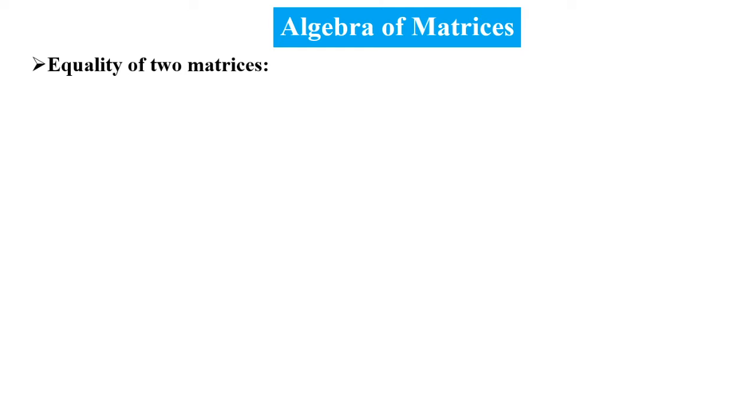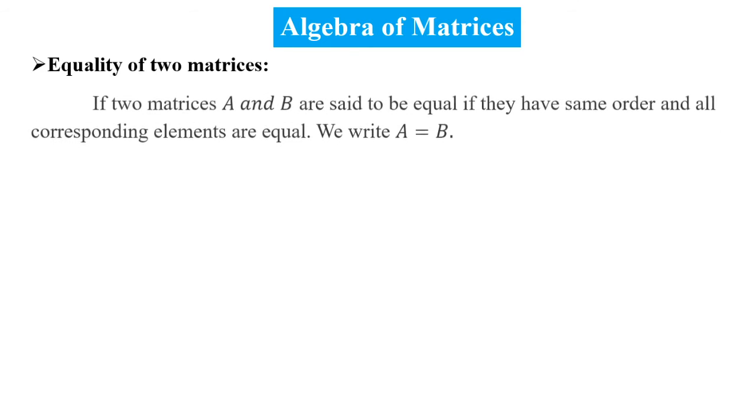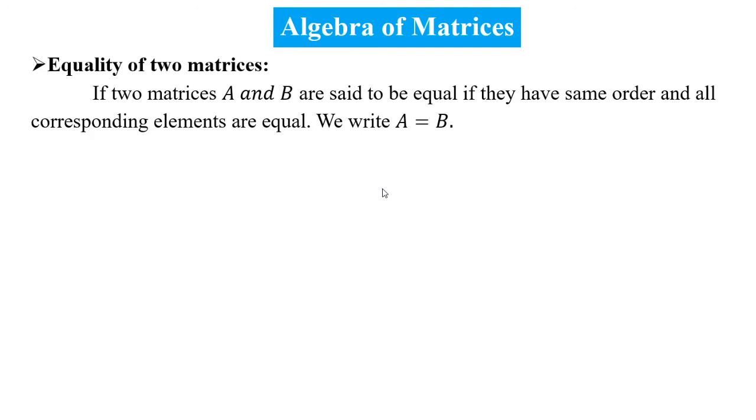In our last lecture, we learned the definition of matrix and types of matrix. Today we are going to learn algebra of matrix. First, equality of two matrices. Two matrices A and B are said to be equal if they have the same order and all corresponding elements are equal. We write A equals B.